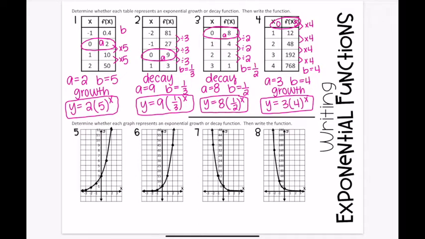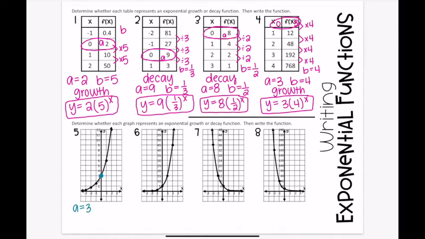Now we're going to look at graphs. Graphs are a little bit trickier just because you don't have them laid out nicely for you in a table, but we get the same information in pretty much the same way. In number 5, we're going to start by just identifying the y-intercept, the a value. So a is always where your line or your curve crosses the y-axis, and this happens to be at the value of 3.